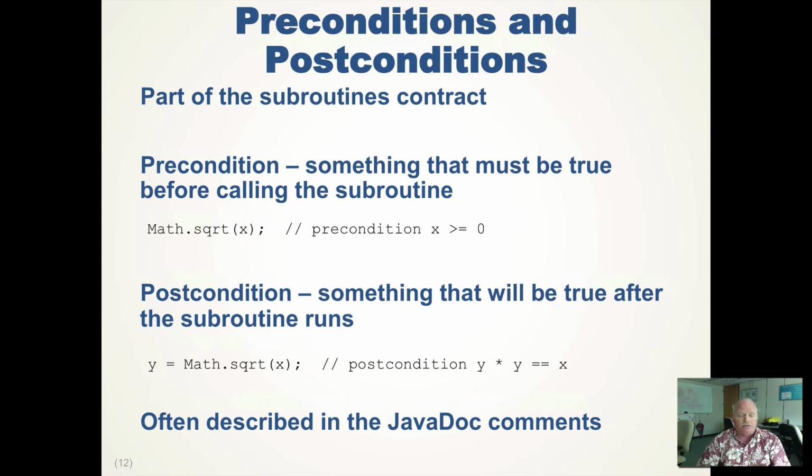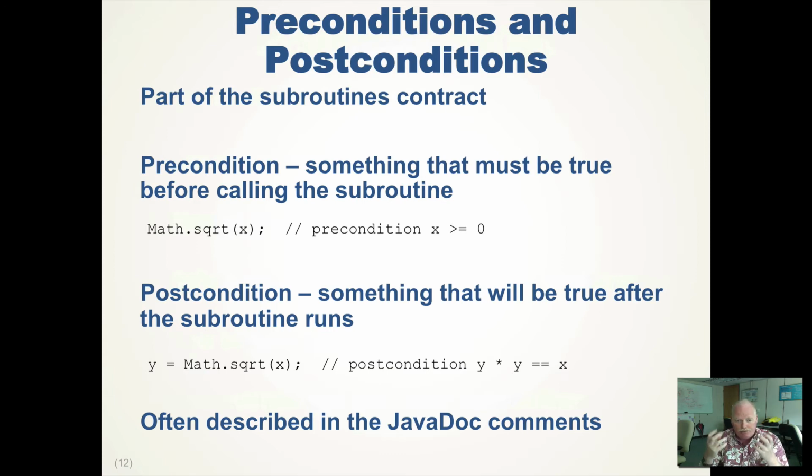Math.sqrt returns a double. That's not an imaginary number. So if you gave Math.sqrt a negative number, it's probably going to throw an illegal argument exception or some other kind of exception because you violated the precondition. A postcondition is something that's true after the subroutine runs.